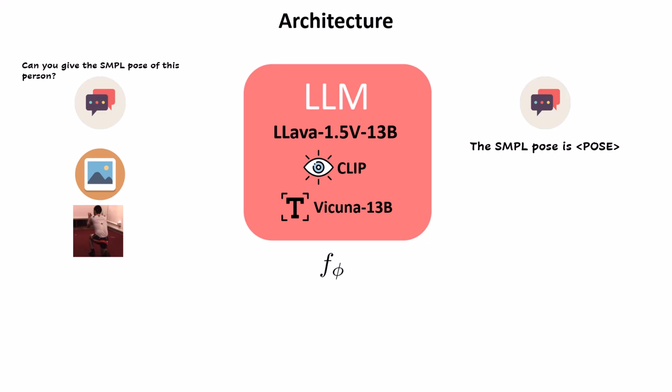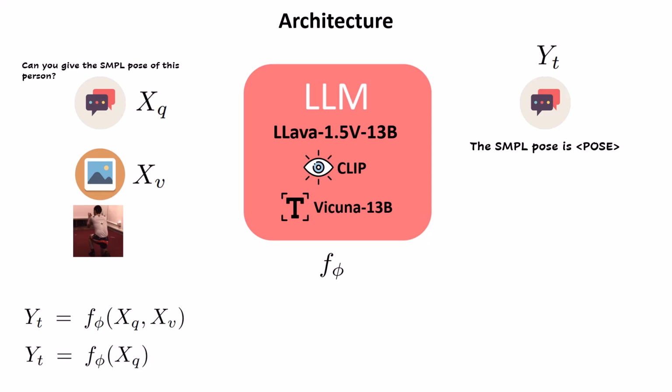And mathematically speaking, we can represent the text input as xq, the image input as xv, and the output text as yt. And then we can represent this function f as yt equals f that receives xq and xv. And for the scenarios where we don't have any images, we can just say yt equals f that receives only xq.